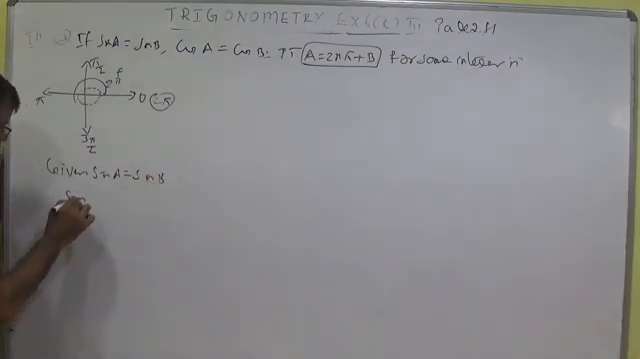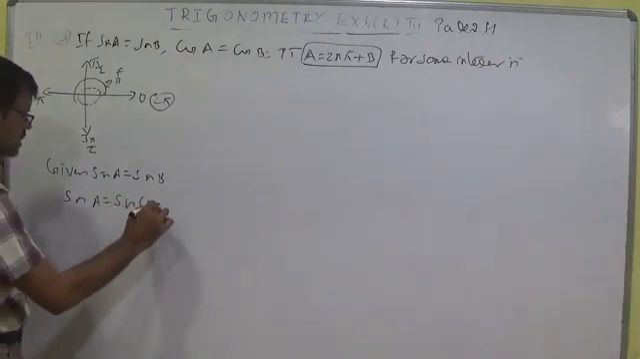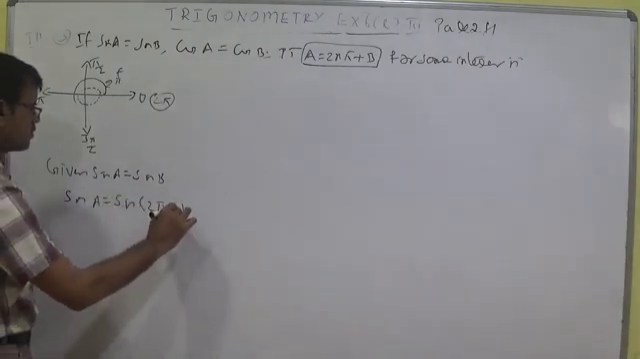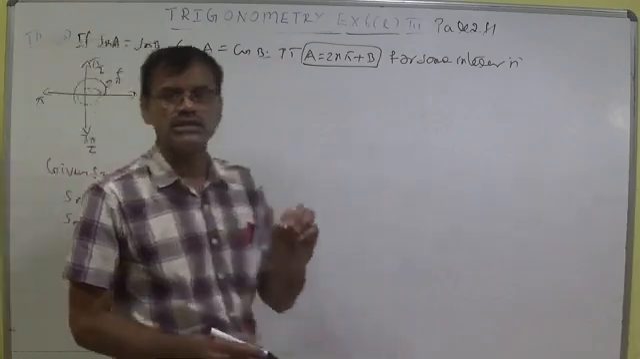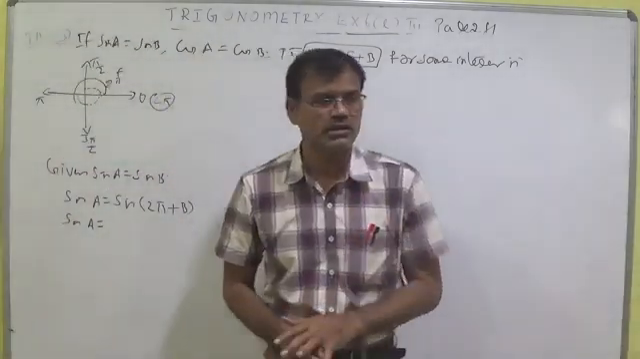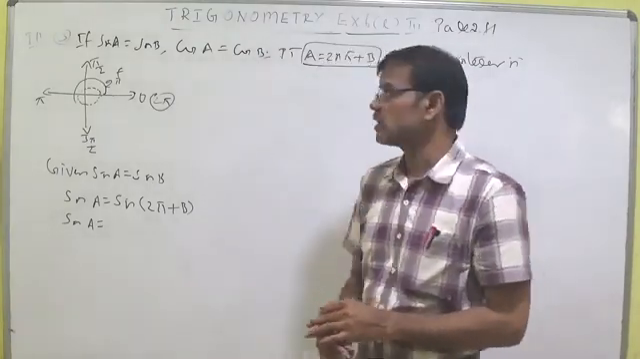Now you can understand here, sin A is equal to sin of (2 pi plus B). Just I am making you remember the formula that sin (360 plus theta) is nothing but sin theta. In the similar way, cos (360 plus theta) is nothing but cos theta.